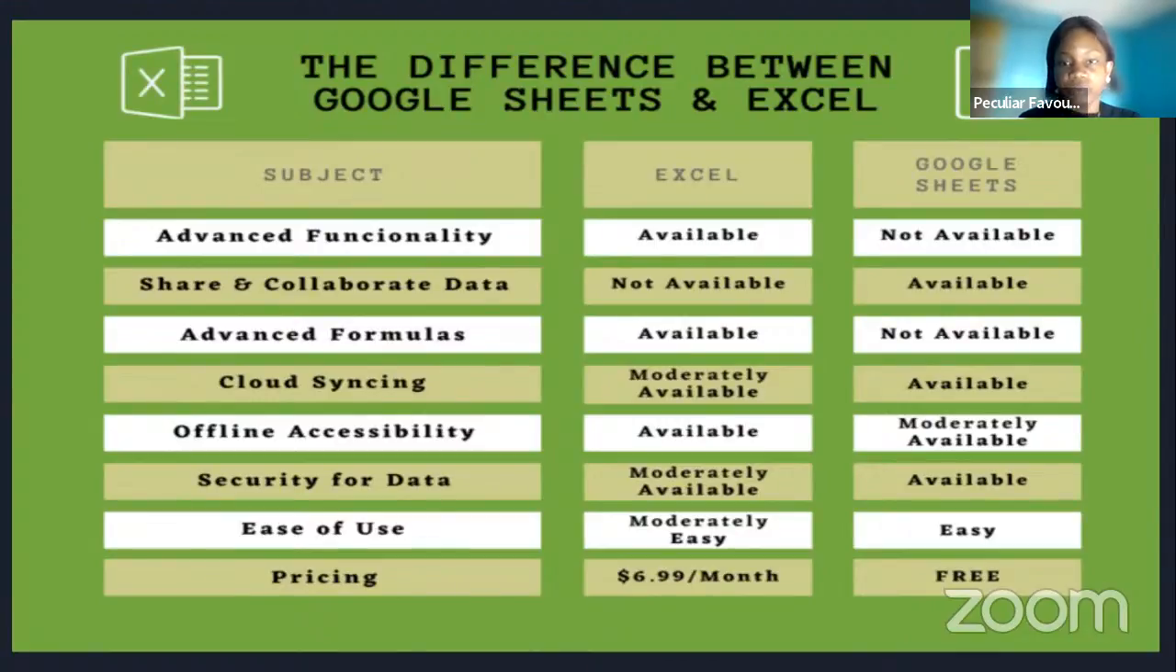Pricing. Google Sheets is free. It's online. It's free. Whereas for Excel, if you're going to be buying the Microsoft suite to actually get the app, you have to pay for it to be able to install the app and use it.